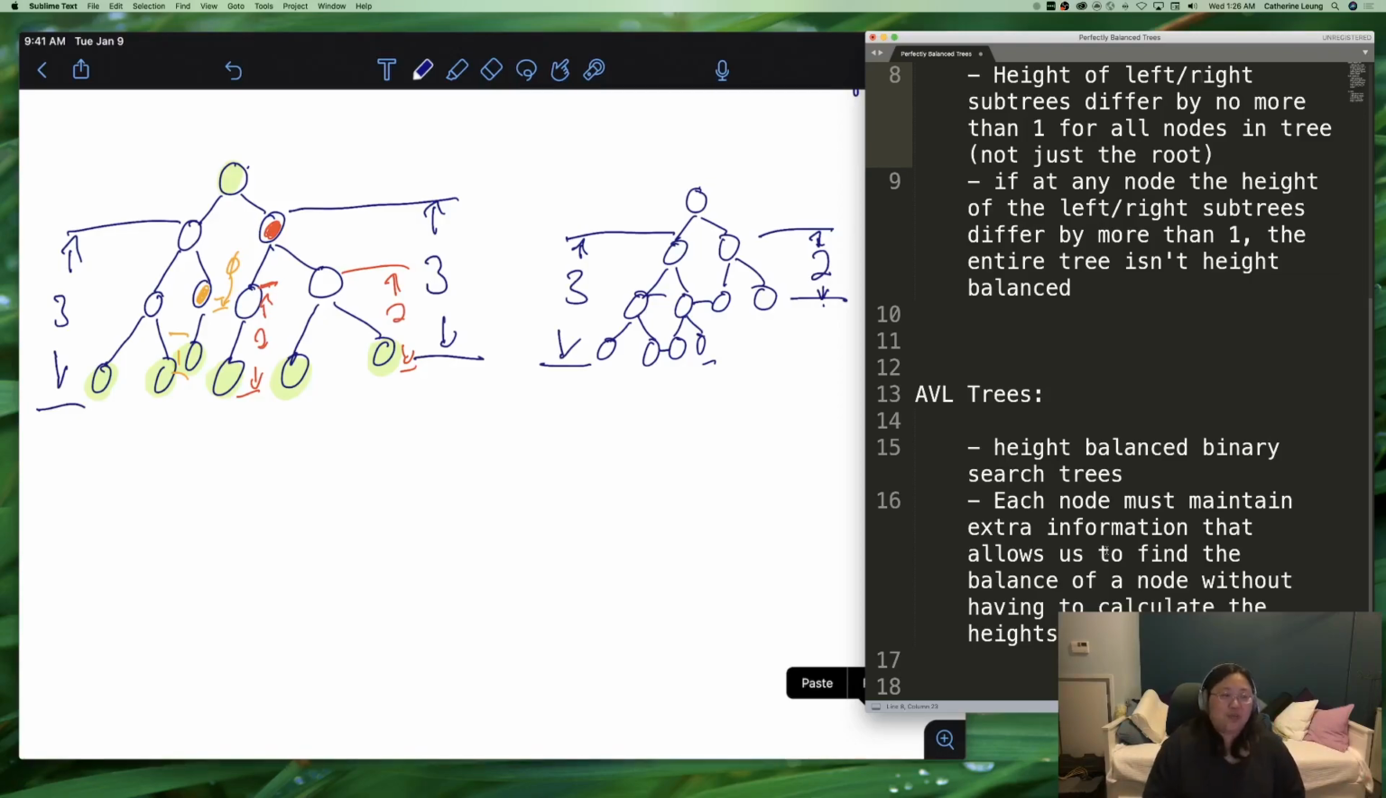So in the next video, we're going to take a look at how we insert into an AVL tree as opposed to a regular binary search tree, and how we do it so that we can maintain this height balance, okay?